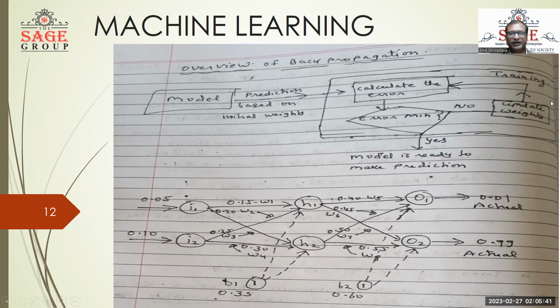So we will update the weights, again do the training, and again calculate the error. Have we reached the minimum error which we desire? If no, then again we will update the weights, and so on. This process will continue till our error reaches its minimum level. Now let us solve this using a numerical example.